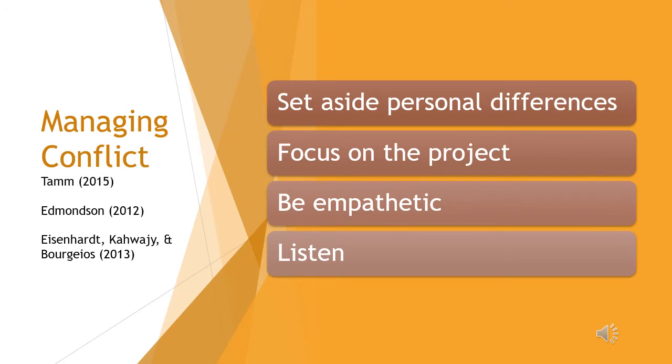Whether we're thinking about TAM's green zone and red zone, or Edmondson's hot and cool way to diffuse tension, Eisenhardt, Conway, and Bergius tell us that we must set aside personal differences. Don't focus on our differences in our home life, our social life, our family life. Focus on the project itself, on the facts that we need to fix. What are the support systems that we can instill right now to dissolve conflict based on what we have to accomplish at work?